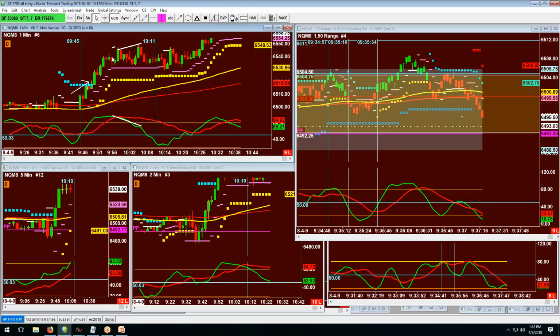So if you entered there, obviously you had a nice runner. And you can trail off your entry chart using the super trend stop, or off any of the charts using the super trend stop. So I'm just going to scroll ahead so you can see the next trade I actually did take.